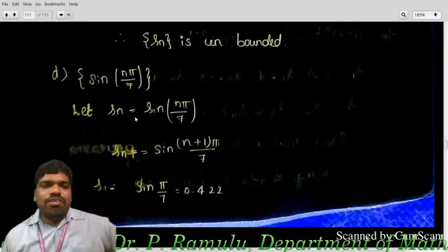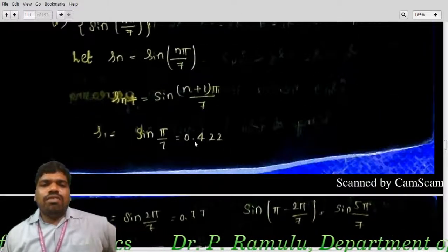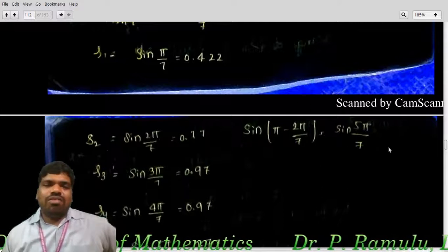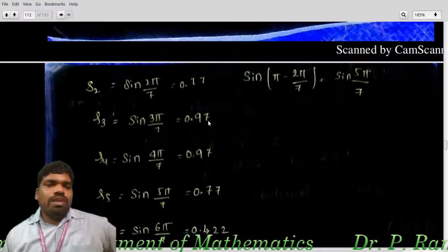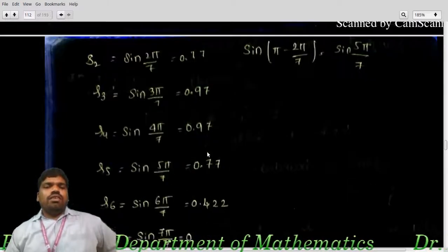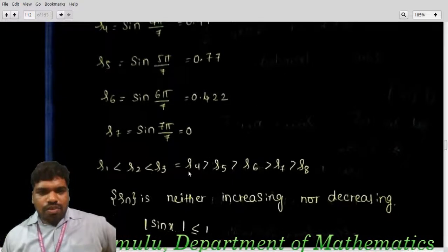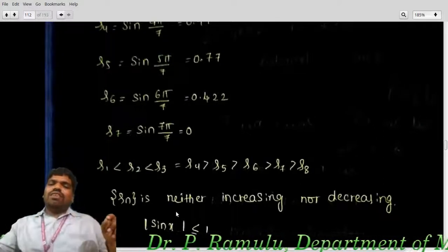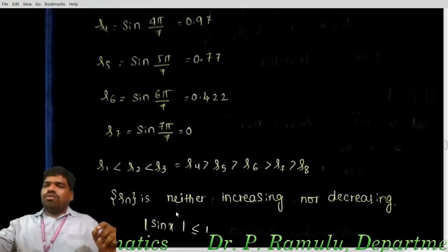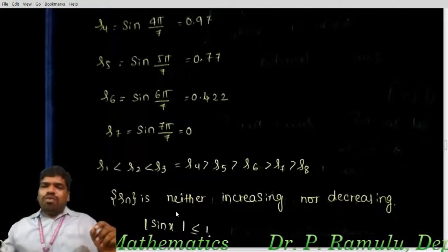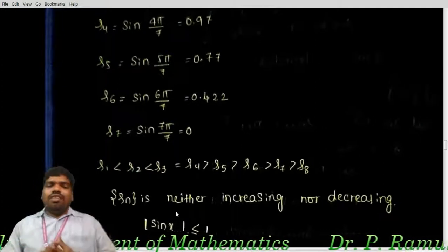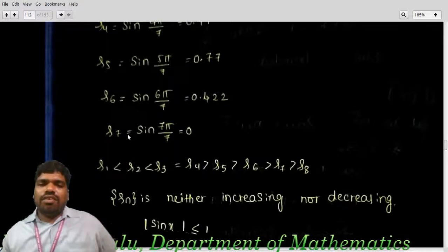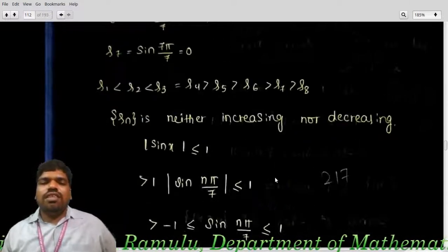If I take Sn equals sine n pi by 7, then S1 equals sine pi by 7, which equals 0.43, S2 equals sine 2 pi by 7, which equals 0.78, S3 equals sine 3 pi by 7, which equals 0.97. Then S1 is less than S2 less than S3, and then it decreases at S5, S6, S7. We know the graph of the sine function keeps moving up, down, up, down. That means the graph of sine is neither increasing nor decreasing. Similarly, the terms here are increasing, then decreasing. Therefore, Sn is neither increasing nor decreasing.